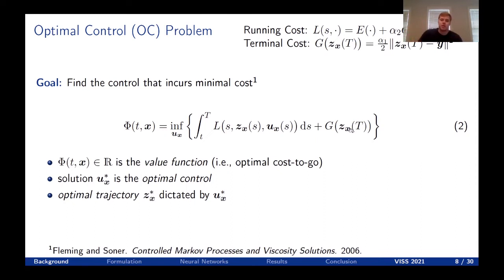So at any time little t, you would have this cost to go, and you want the optimal cost to go. So you want the control that would lead to the minimal cost to go. And so that's just the value function. And the value function is the holy grail in optimal control problems. And so we're going to talk more about that. And the solution that gives you the value function is the optimal control. And the trajectory that comes from applying that optimal strategy is the optimal trajectory.